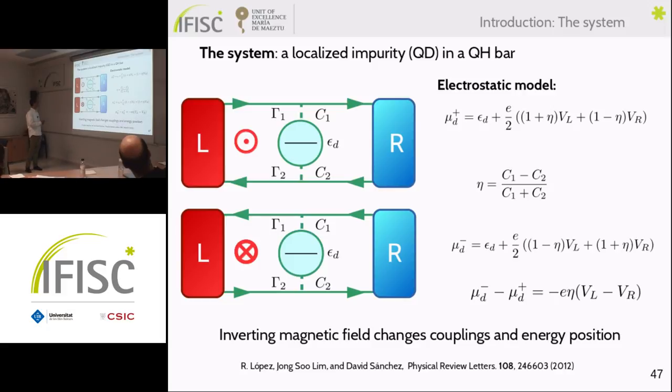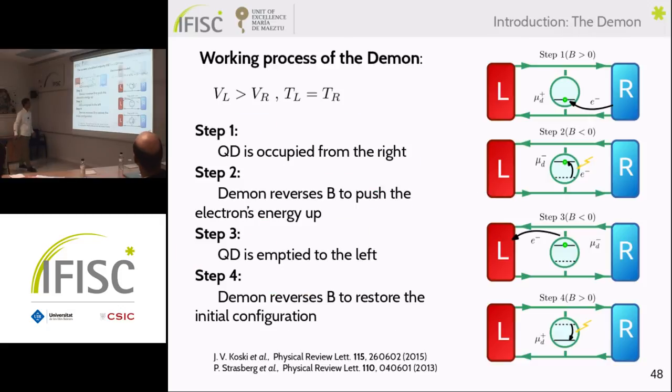And in this case, when you reverse the magnetic field, of course, the chirality of the edge state changes. And this implies that the energy levels inside the quantum dot change when you change the magnetic field. And they change in such a way that it depends on the asymmetry of the capacitances and the applied voltage. It has been shown that when you do this, you break the local detailed balance condition in such a system. And breaking this condition is a required condition to apply a Maxwell daemon. So we investigate if this is the case or not.